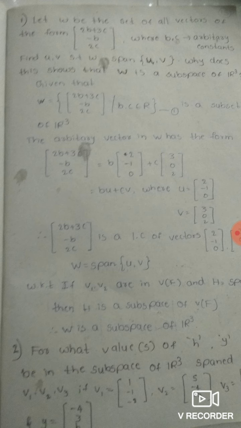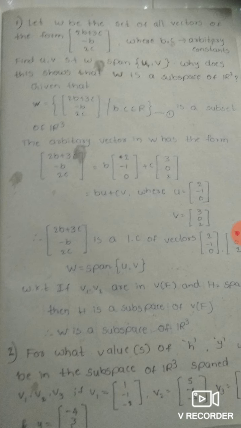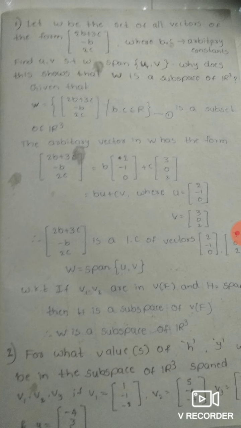Then bu plus cv, where u equals (2, -1, 0) and v equals (3, 0, 2). The u value is (2, -1, 0) and the v value is (3, 0, 2). Therefore (2b + 3c, -b, 2c) is a linear combination of the vectors (2, -1, 0) and (3, 0, 2). Therefore W equals the span of u, v.